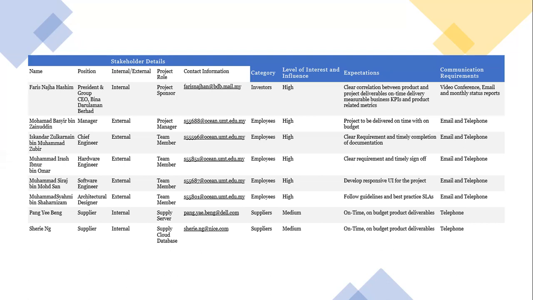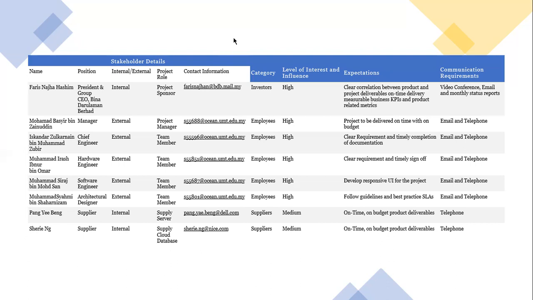Next is our supplier, IE Bank, which is our supplier and internal. As project role is a supplier server, the category as supplier, the level of interest and influence is medium. For the expectation, on time, on budget, for the deliverable, we communicate with him with telephone.